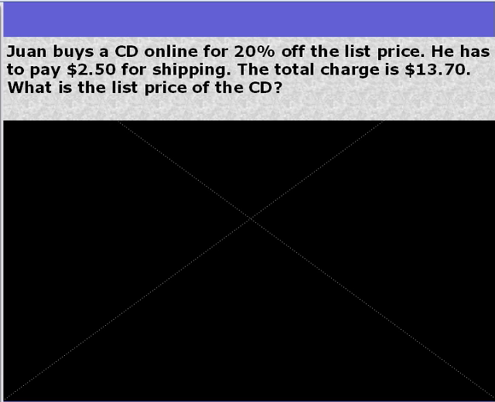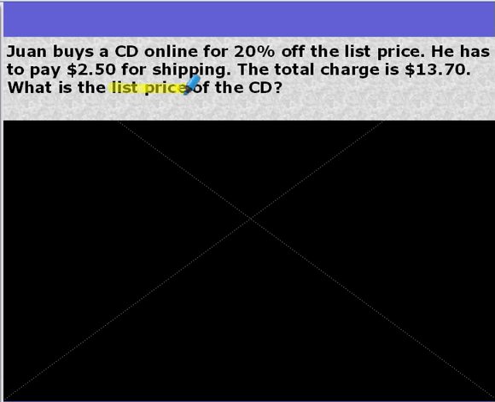So it says Juan buys a CD online for 20% off the list price. He has to pay $2.50 for shipping. The total charge is $13.70. What's the list price of a CD? So this is a problem you could probably imagine coming up at some point in time. This is actually an inverse problem. You don't know what the original list price was, so you're going to work backwards to figure out what it is. So they set it up.